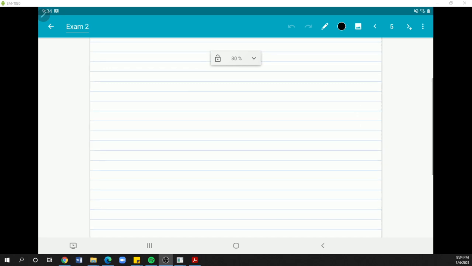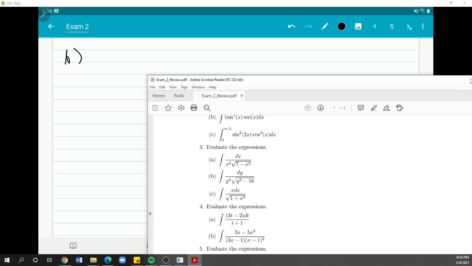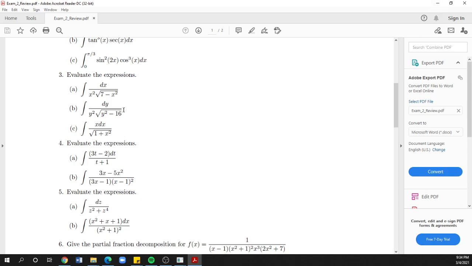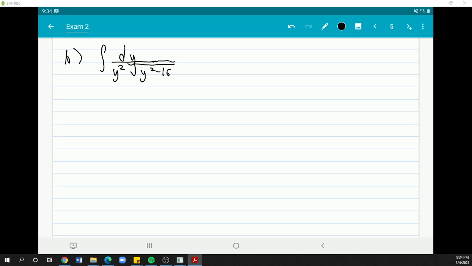So I'm running out of space. B is another trig sub problem. So we integrate dy over y squared times the square root of y squared minus 16. This one looks really similar to the last one. What's the difference? Here we had a squared minus x squared; here we have y squared minus a squared. So what changes?